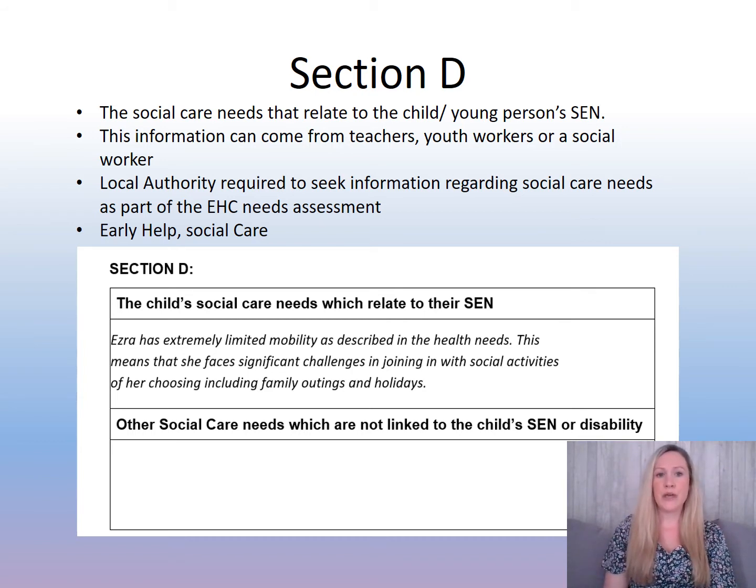So a good example here is Ezra has extremely limited mobility as described in the health needs. This means that she faces significant challenges in joining in with social activities of her choosing, including family outings and holidays. And again, any other social care needs which are not linked to the child's SEN can be included in this section as well.